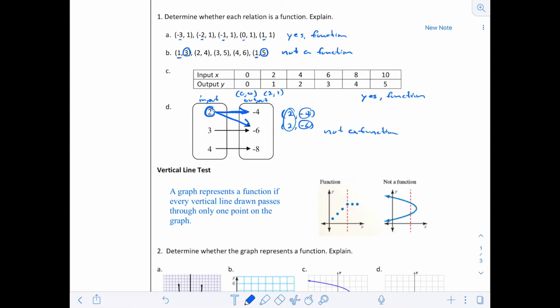So that's how we can tell from just the numbers. We always want to look at, for each unique input, for each number that we're using as an input, is it paired with a unique output, and only one unique output.